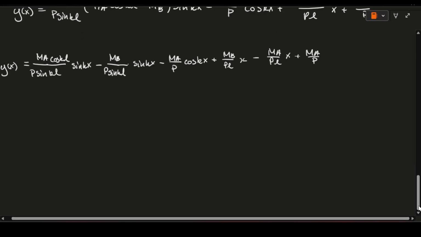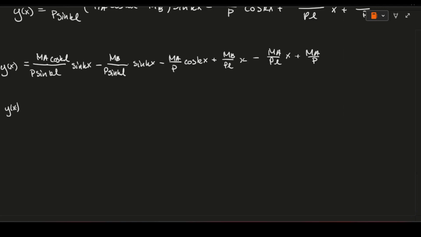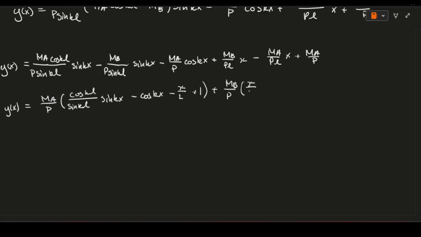Now we can factor out MA over P for those terms that have that one, and we can factor out MB over P for the terms that include those. Okay, so we get MA over P, then we have cosine kL over sine kL times sine kx minus cosine kx minus x over L plus 1, plus MB over P times x over L minus sine kx over sine kL.